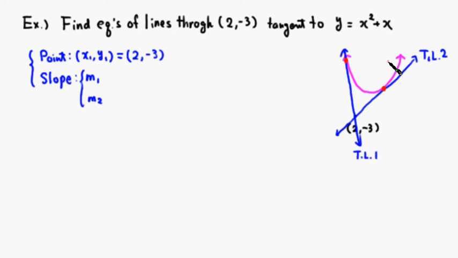Since we don't know the points of contact, I'm going to give one a name. We don't know the x coordinate, and we don't know the y coordinate either, but we at least know that since it's on the curve, the y coordinate is a squared plus a. Then we're going to look at the slope in two different ways. First, let's use the derivative.